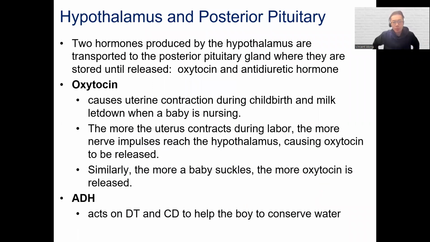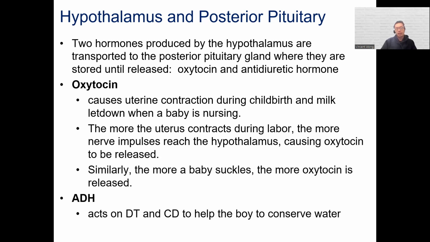So two hormones are produced by the hypothalamus and then are transported to the posterior pituitary gland, and then they will be released from the posterior pituitary gland when the right signal arrives. So let's take a look at oxytocin. Oxytocin has not much function in men. I'm not sure if men actually produce it. If we do, then it's a very low level, I think. But for females, it's particularly important because it causes uterine contraction during childbirth, as well as nursing, so to let the milk come out.